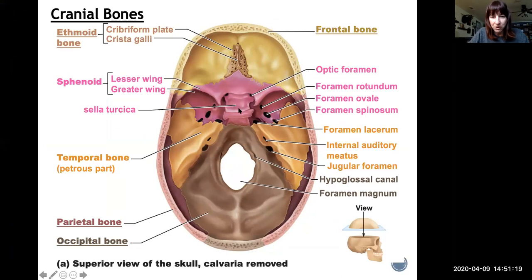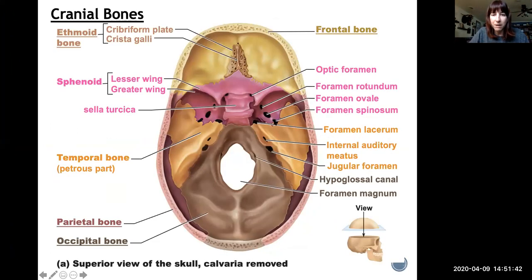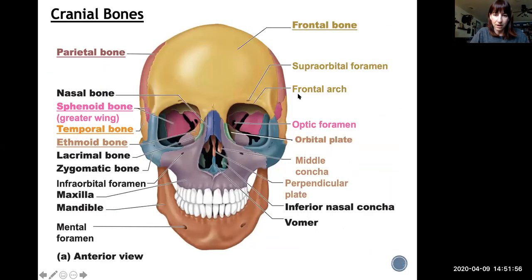And from a superior view, this is what that looks like. You can see the foramen ovale and spinosum again, but now we can finally see the foramen rotundum, which was not visible in the previous image because the pterygoid process is in the way. So the foramen rotundum is underneath there. Now we've got our three foramen, the greater and lesser wing of the sphenoid, the sella turcica, and the optic foramen, which we could see from the anterior view. Okay, that wraps up the sphenoid bone. Any questions on the sphenoid bone?